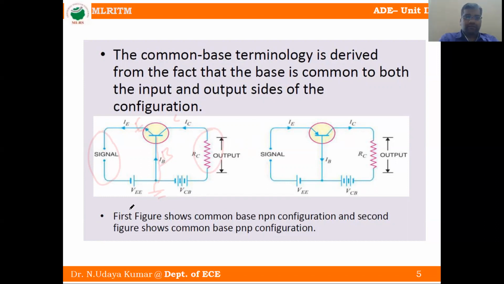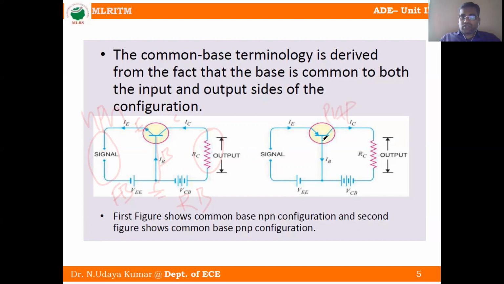This one is forward biased and this one is reverse biased. Here also the same. For which transistor is this? The conventional current direction is going out of the circuit, which means it is an NPN transistor. The first one is an NPN transistor and the second one is a PNP transistor.